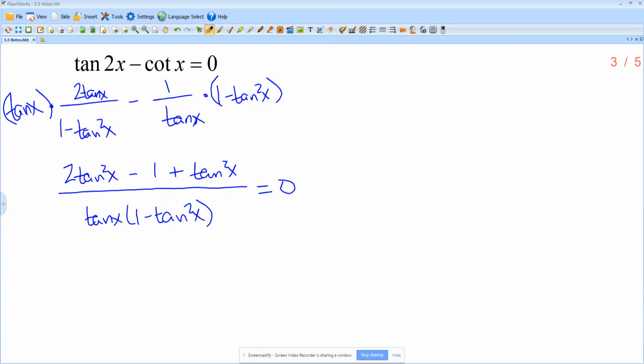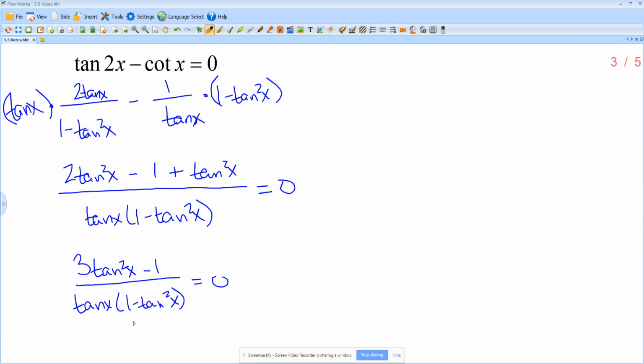And sometimes I don't multiply out that denominator. I try and wait and leave it. I just sort of want to see what's going to happen with that. So combining my numerator, 2 tangent squared x plus tangent squared x is going to give me 3 tangent squared x minus 1 over tangent x times 1 minus tangent squared x is equal to 0.